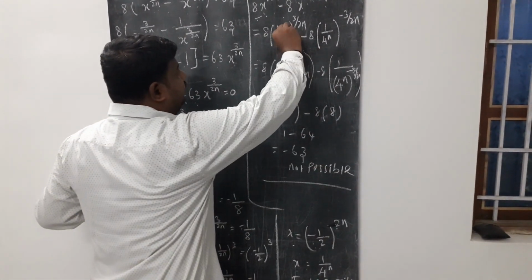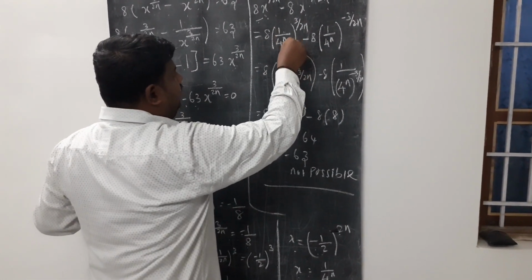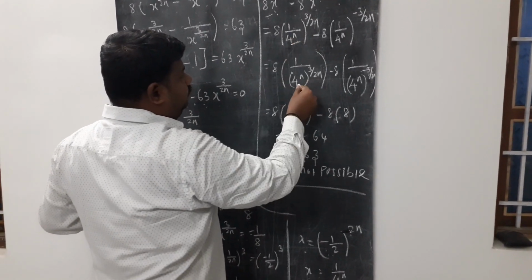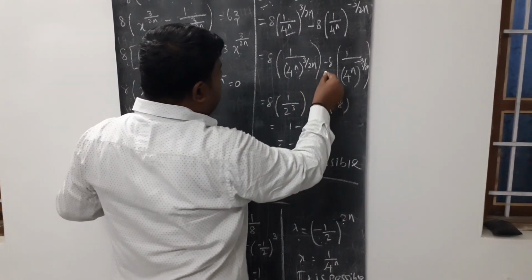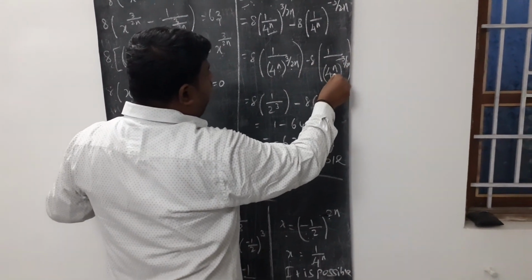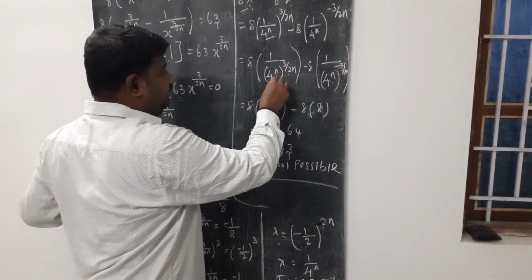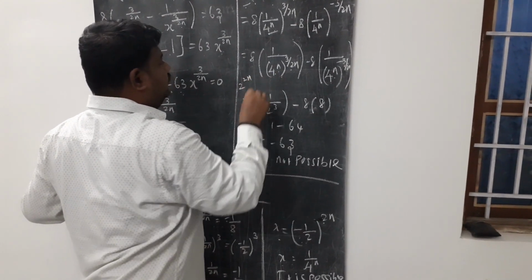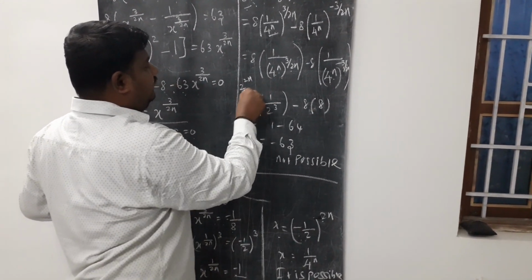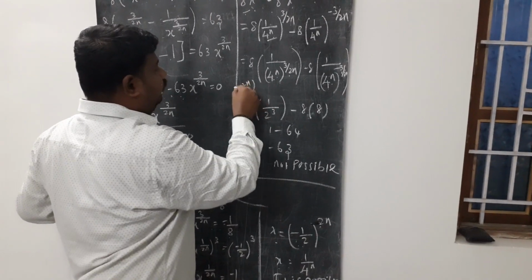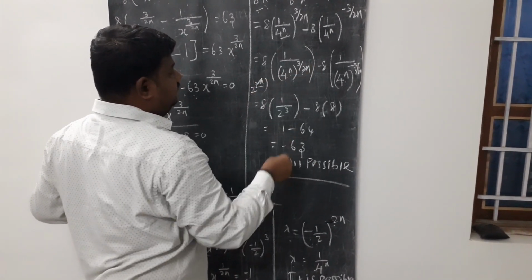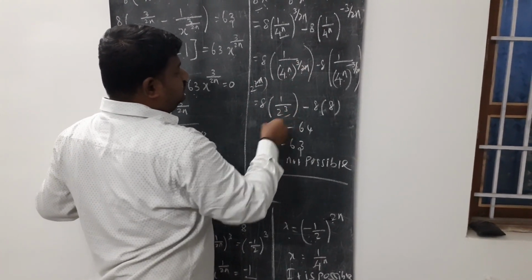Here 1, you can take any power, it should be 1. So come to this, I will take the power inside. So 4 power n, the whole power 3 by 2n, minus once again 1 by 4 power n, the whole power minus 3 by 2n. Here 4 power n, I will write as 2 into 2 power n, I mean 2 power 2n. The whole power 3 by 2n. So 2n cancels. So we can get 2 cube. 2 cube is 1 by 2 cube.